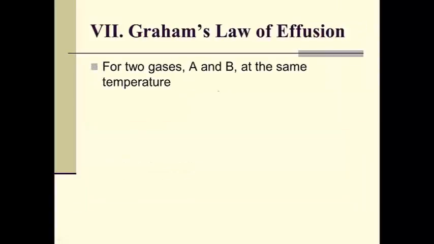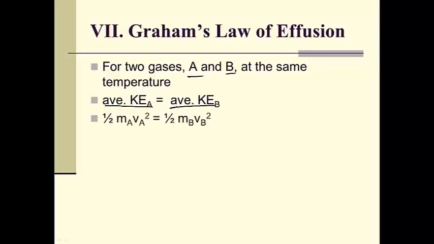If you have two gases, A and B, they have to be at the same temperature. Then, since they are at the same temperature, remember, temperature is directly proportional to average kinetic energies. Kinetic energy is 1/2 mv squared, where m is the mass of the particle, v is the velocity of the particle.